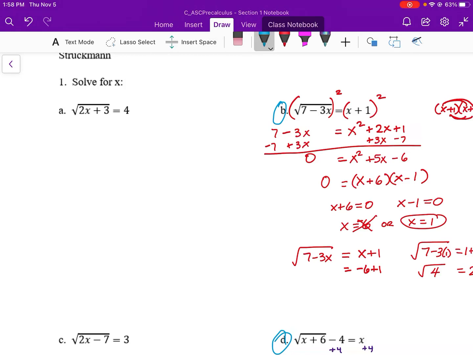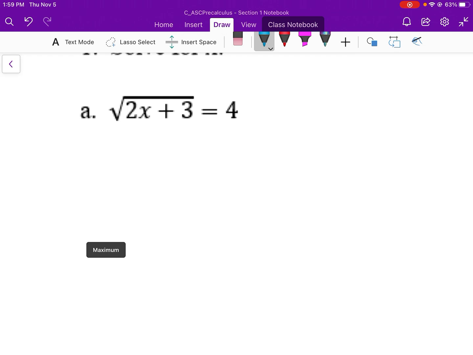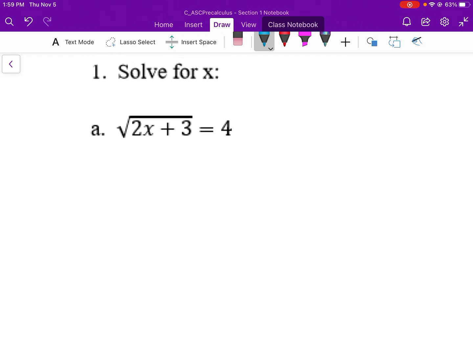Okay, PreCalc, this is the review for the test. I'm going to do the ones that we didn't do in class. These first ones are just solving for x with the radical.